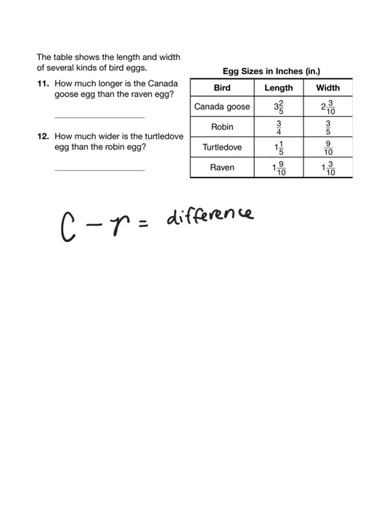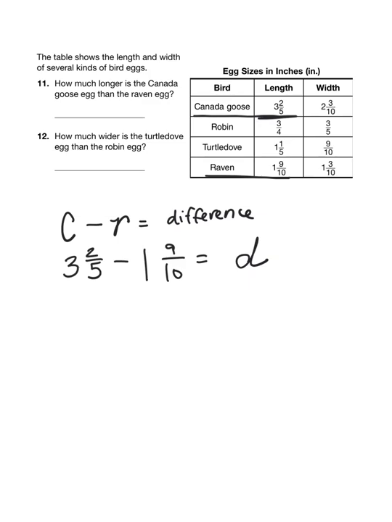Let's look and see how long the Canada goose egg is. 3 2/5 inches. And then let's subtract the length of the raven egg, which is 1 9/10 inches. And our answer will represent the difference between their sizes.